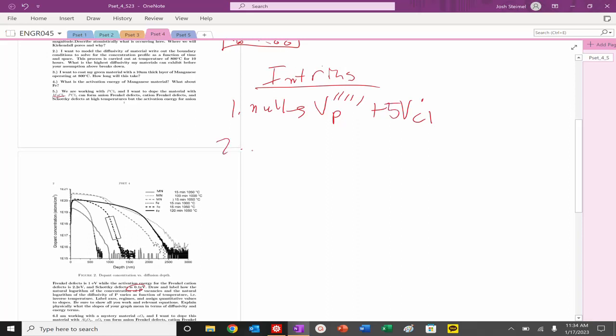So second step, I'm going to write my K Schottky is equal to concentration of products. So it's going to be basically VP times VCl 1, 2, 3, 4, 5, over concentration of reactants. There's no concentration of reactants, so VCl to the 5th, and that equals exponential minus the G formation of Schottky over KT.